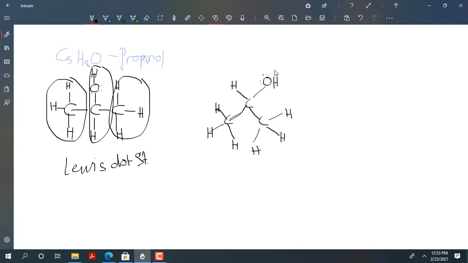And if you notice, since the oxygen only shares 1 valence electron, it has 4 remaining valence electrons because it belongs to group 6.